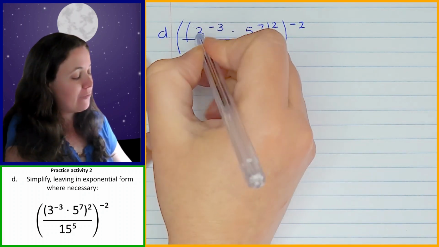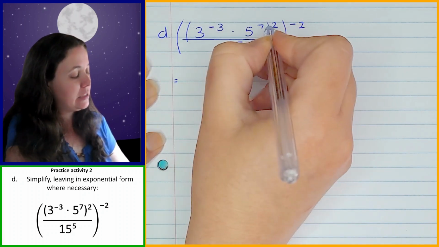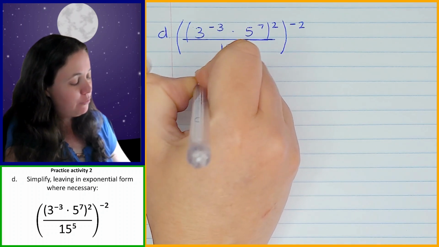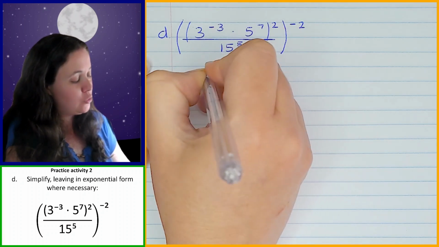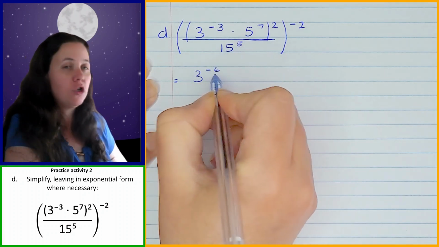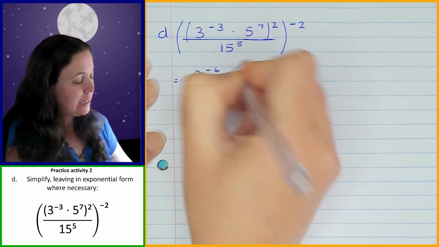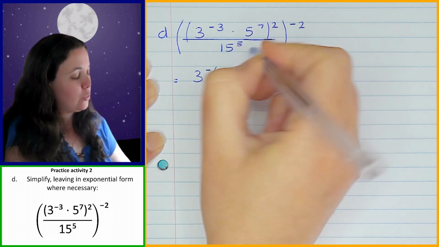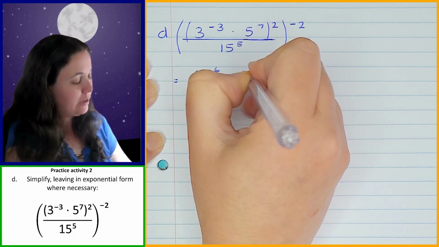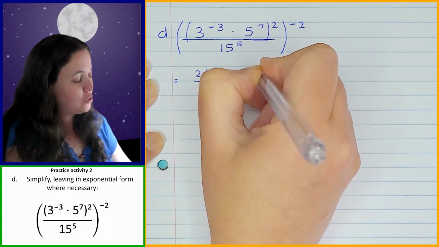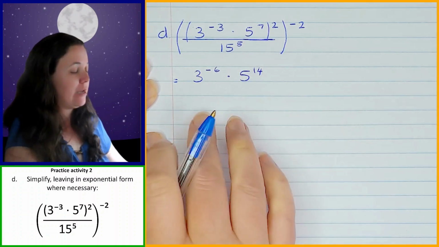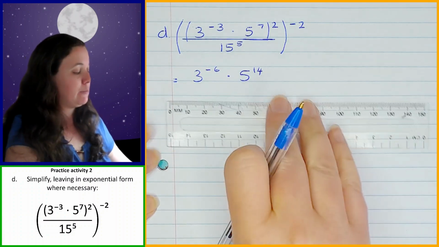Okay, so now let's see what we get when we get rid of those brackets. I've got 3 to the power of negative 3 being squared. That's going to be 3 to the power of negative 3 times 2, which is negative 6. So it's still going to be a negative exponent because a negative times a positive is negative. Times 5 to the power of 7 squared. The base stays the same, so it's still 5, and then 7 times 2 gives me 14. Okay, so I have 3 to the power of negative 6 times 5 to the power of 14 at the top.